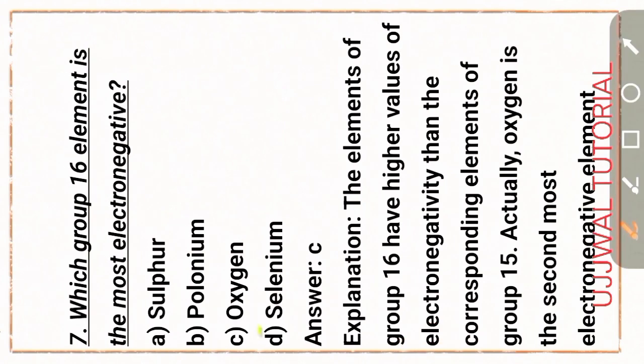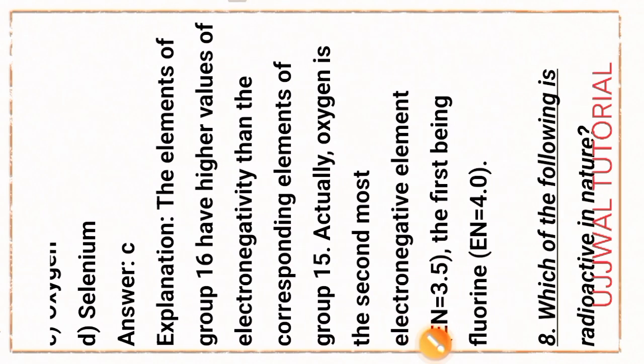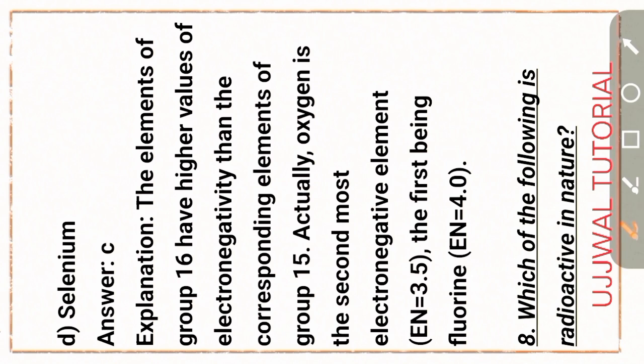Next question number 7. Which group 16 element is the most electronegative? That is option C, oxygen. The elements of group 16 have higher values of electronegativity than the corresponding elements of group 15. Actually, oxygen is the second most electronegative element. The electronegativity value of oxygen is 3.5. The first belongs to fluorine, whose electronegativity value is 4.